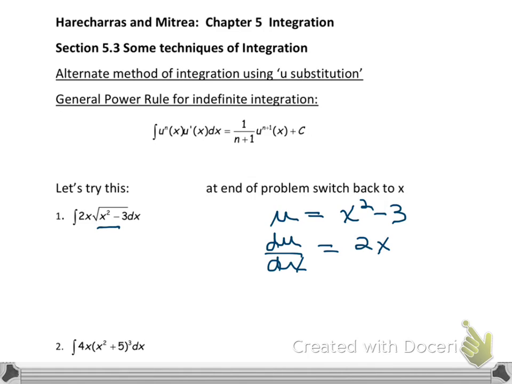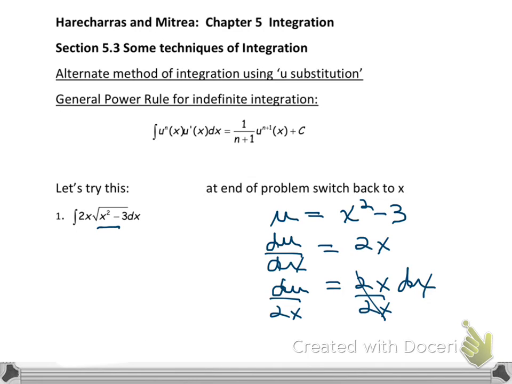Okay, so we want to get dx, this bottom part, by itself. So you can kind of think of it as this. What I know is that du equals 2x dx. So to get dx by itself, divide by 2x. So whenever I have a dx, I can substitute in a du over 2x. Okay, this will all make sense in a second.